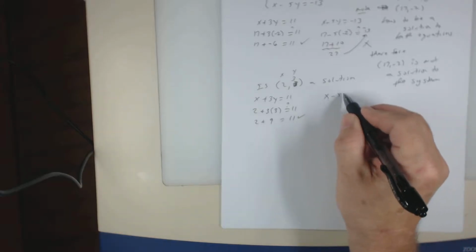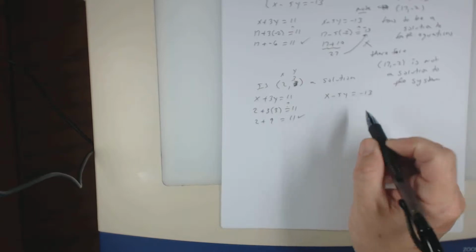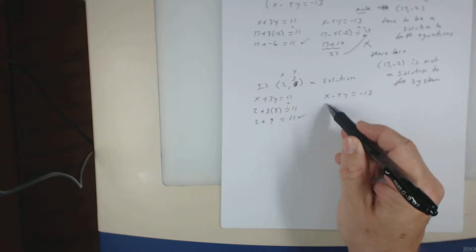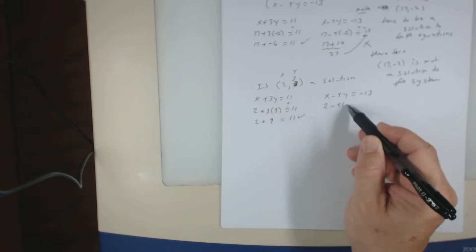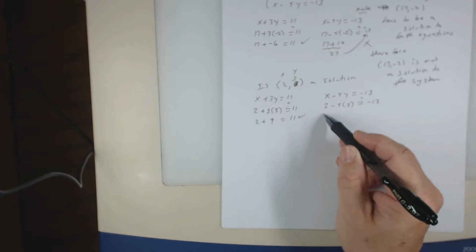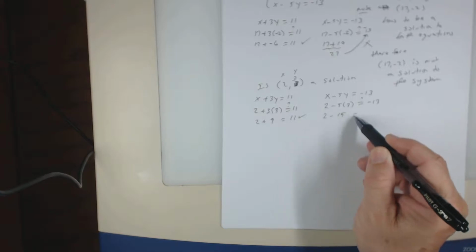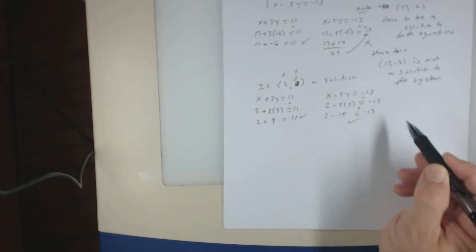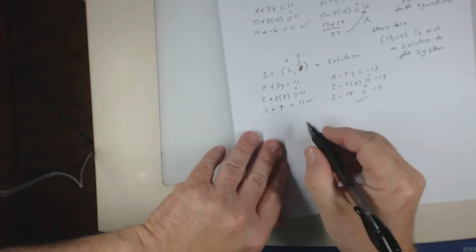So x minus 5y equals negative 13. Okay, again, what's x? Minus 5 times 3. And I want to see that's equal to a negative 13. So 2 minus 15 is what? So that works. So therefore, the point (2, 3) is a what? Solution.